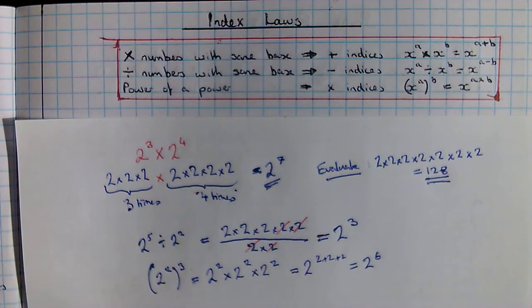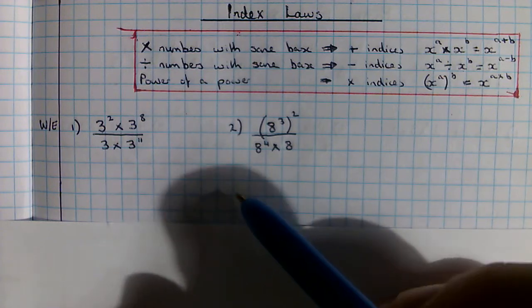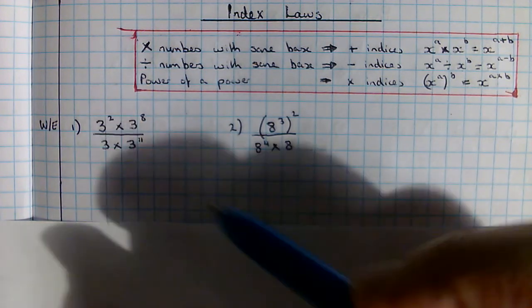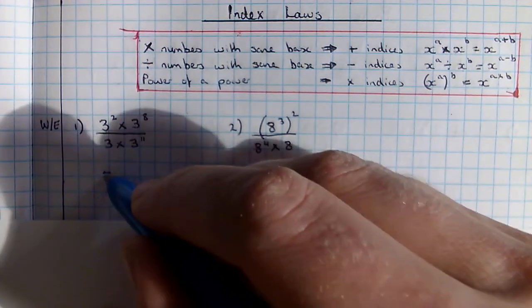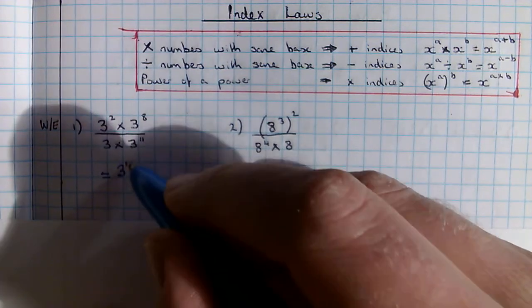So now that we understand our rules, we can do some questions. So we've got 2 worked examples here. Let's look at the first one. So on the top, I've got a multiplication. I need to remember that's adding my powers. So that's going to give me 2 plus 8, which gives me 3 to the power of 10.